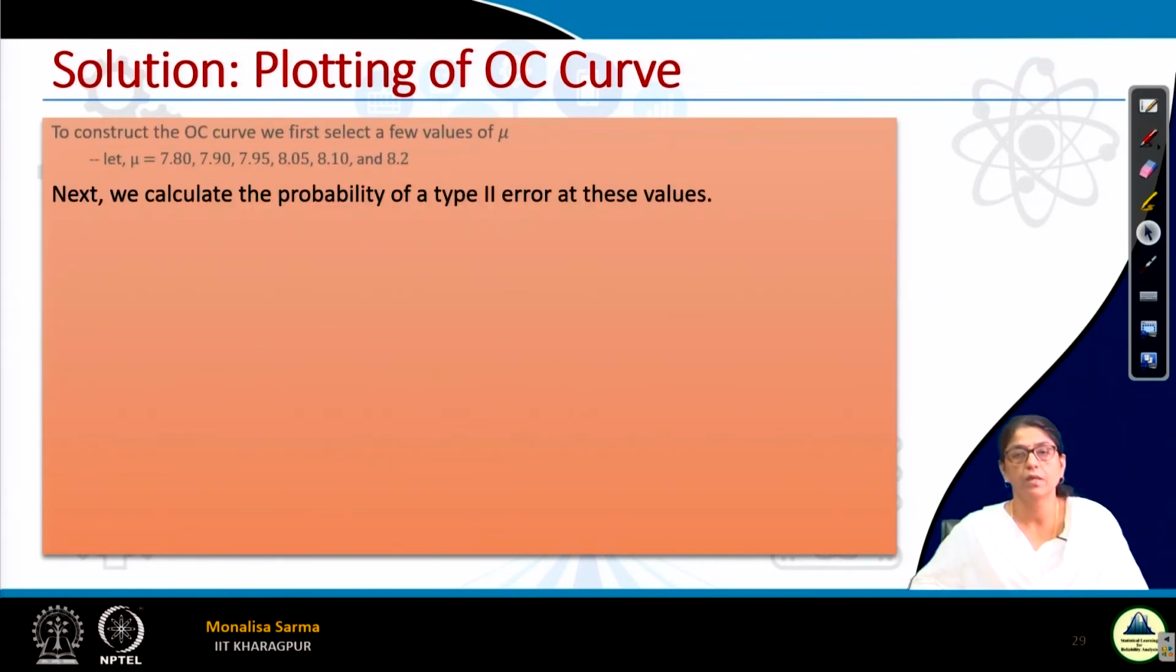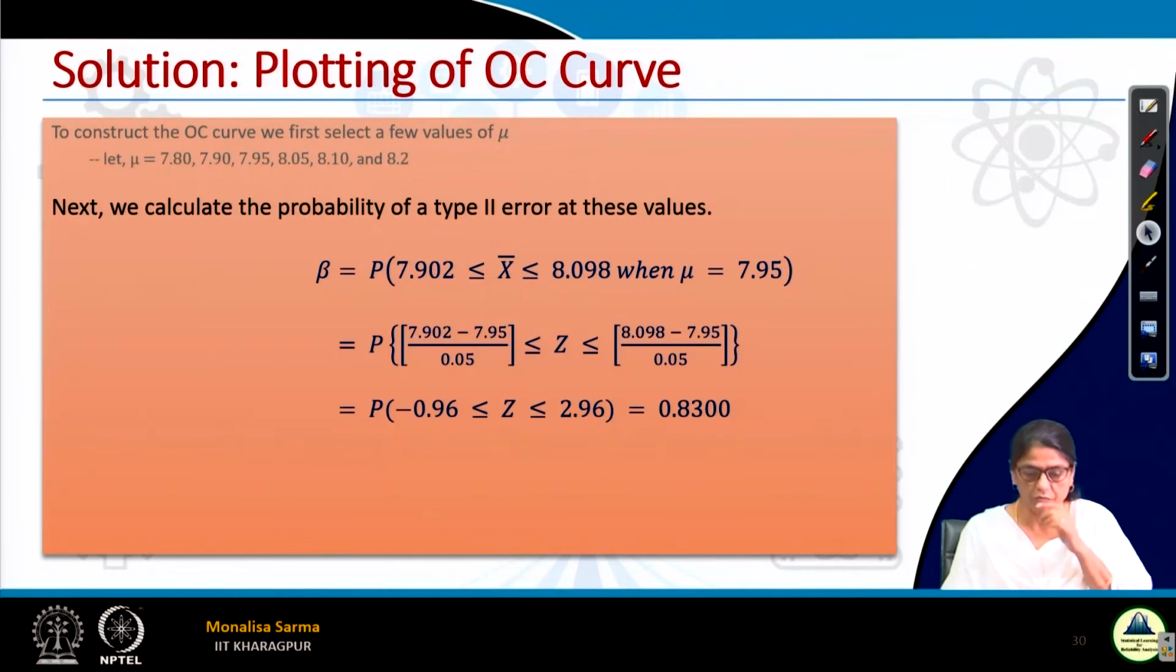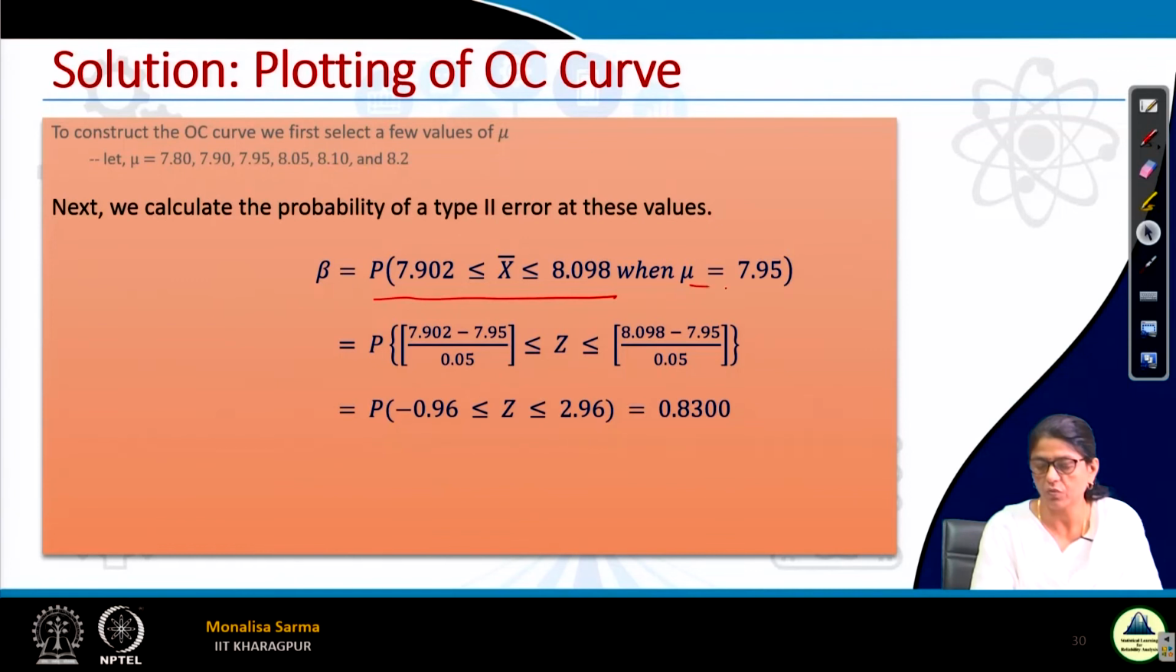Type 2 probability means my null hypothesis is actually false, but I am accepting it. That means when the null hypothesis is false, my value is falling in the acceptance region, between 7.9 and 8.1, but actually it is false. So that is my type 2 error. So beta is the probability that my x bar value falls within this range when mu is actually 7.95. Mu is not 8, but when mu is 7.95, my x bar is falling within this range.